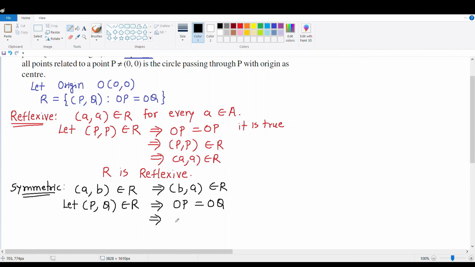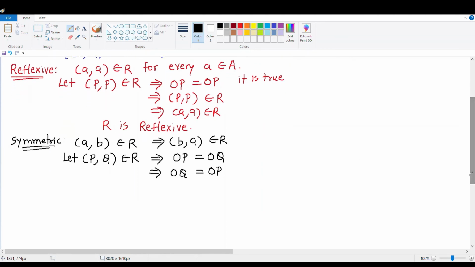Can I say the other way around, that OQ is equal to OP? This means the distance of point Q from origin is equal to the distance of point P from origin. Of course, still the same thing, right? So this means (Q, P) belongs to R, and that means (B, A) belongs to R. And as soon as we prove that, it's symmetric, right? So R is symmetric. Now we are going to show transitive.